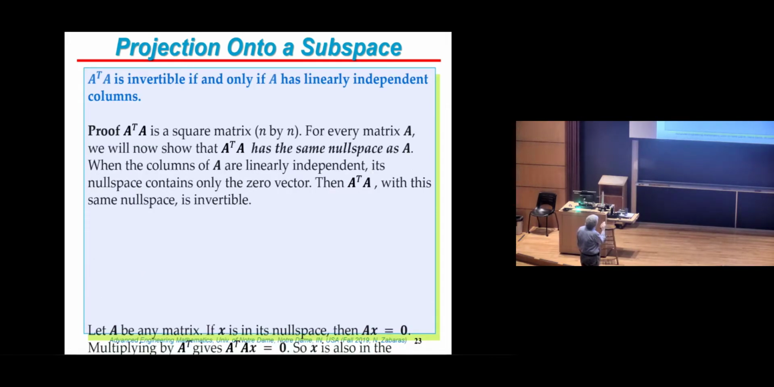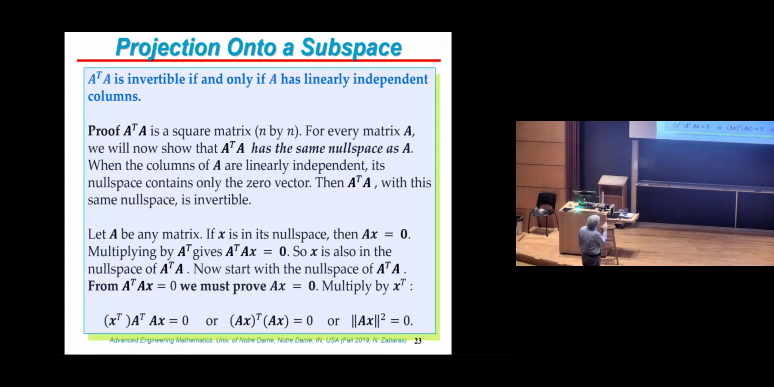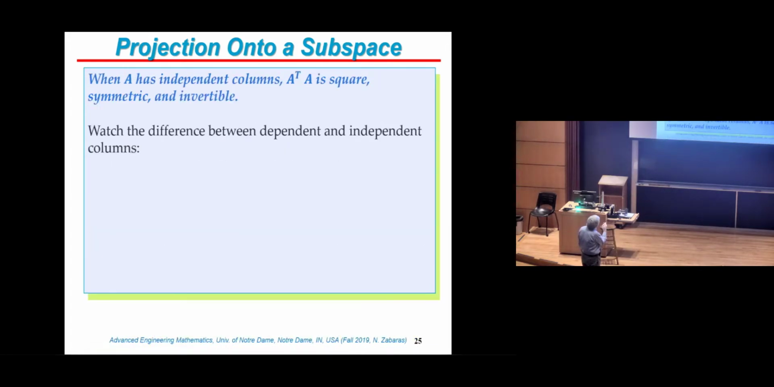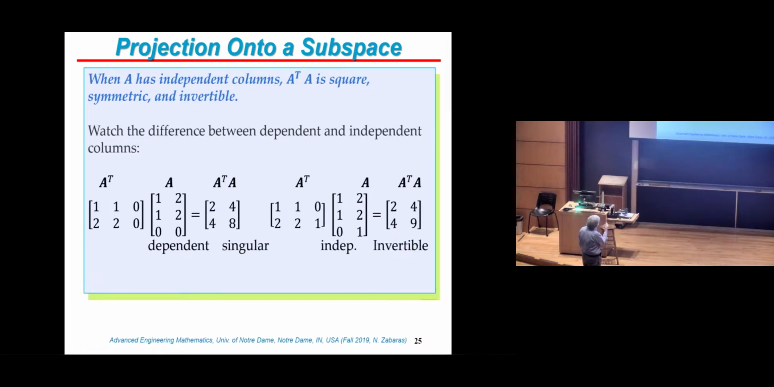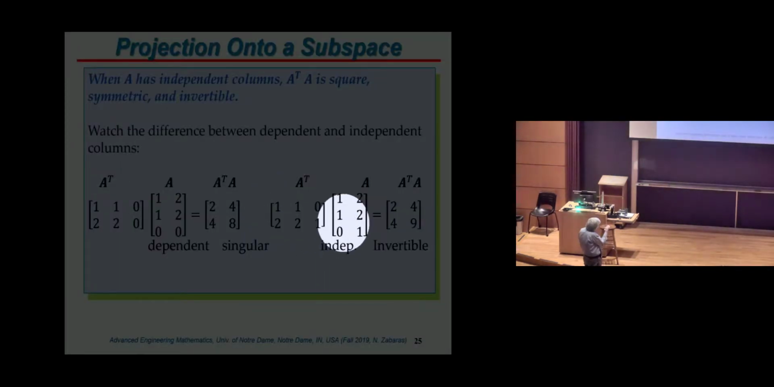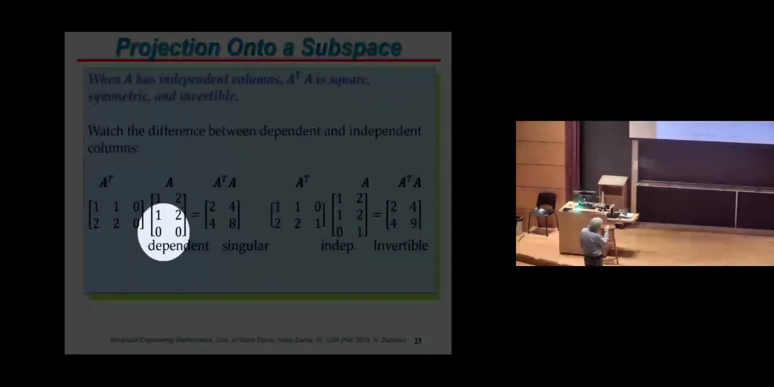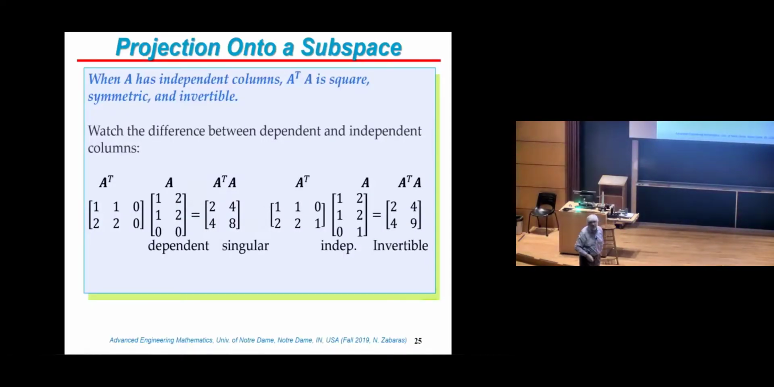I think in the slides I have an example that I really want to show you. Here's an example of a matrix A, okay? All right, here it is. In this case, if you look at the two columns, one is a multiple of the other: the second column is 2 times the first column. If you take A transpose A, you get this matrix. It looks nice, symmetric and everything, but it's not invertible. All right, so the columns of A need to be independent.